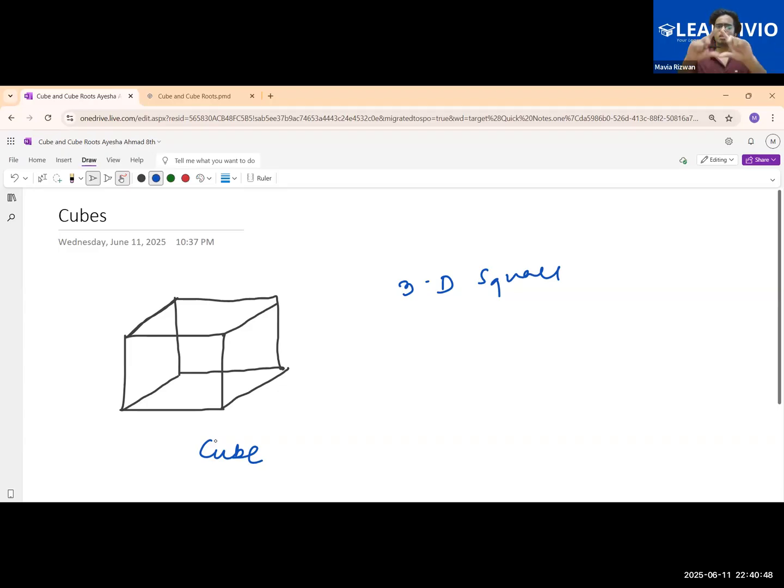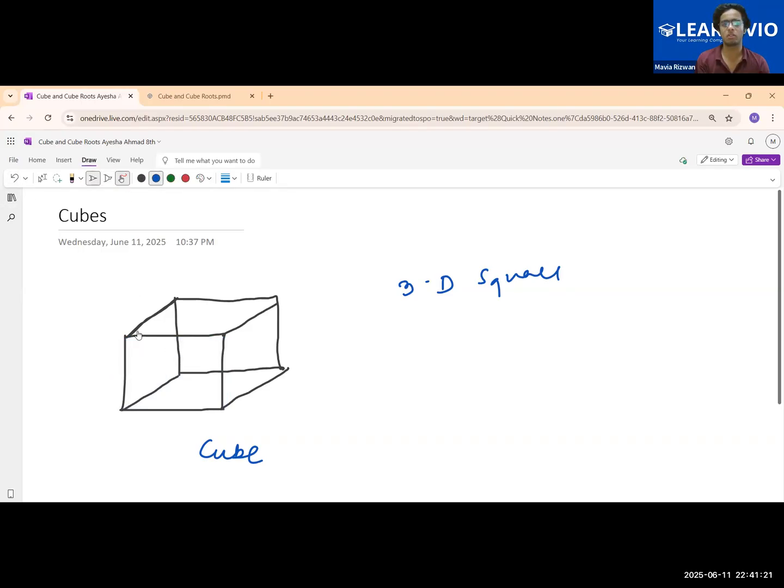Every face is a perfect square. Every face is a square like this. If you see this face, this is a square. So it is a combination of 6 squares actually. You can build a cube if you have 6 cardboard square pieces. Stand them, stick them at 90 degrees, and you can make a cube very simply. So this is basically a hollow cube.